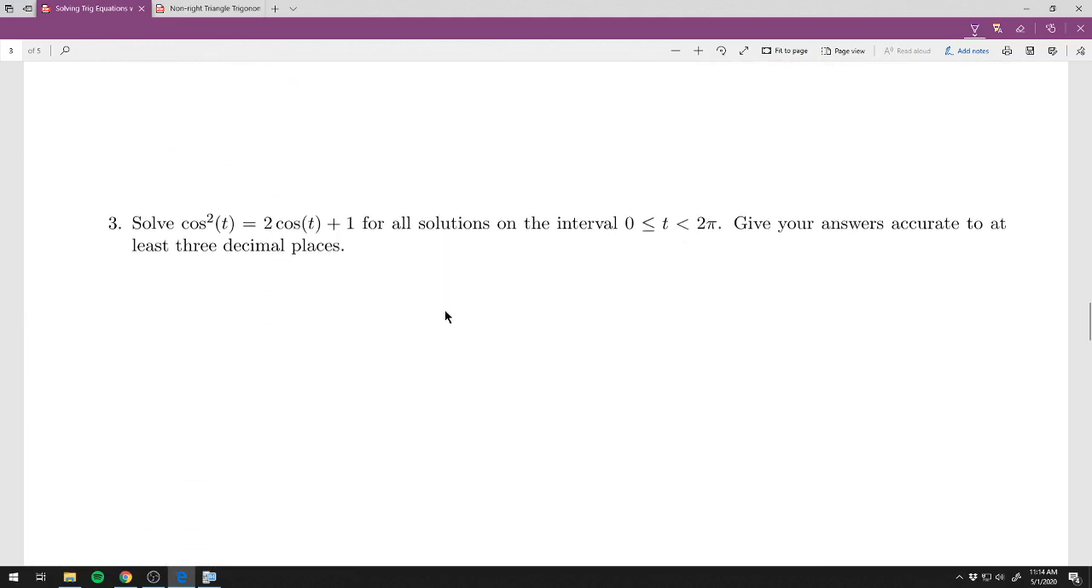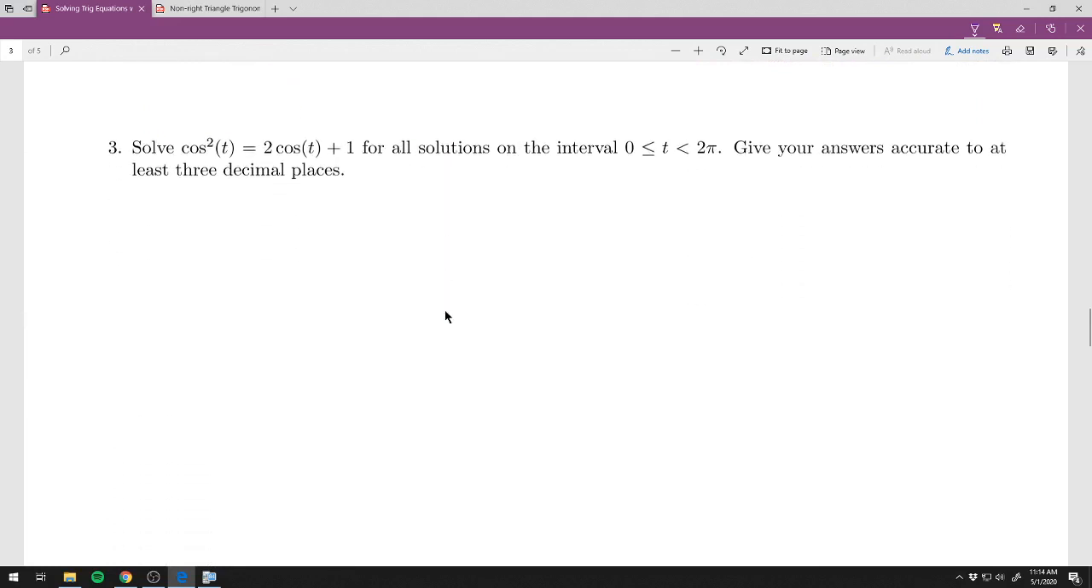All right, so I've got one more here in this section before we move on to needing to use identities and what kind of things you're going to have to look for. Number 3 says solve cosine squared of t equals 2 cosine of t plus 1 for all solutions on the interval 0 to 2π. Give your answer accurate to at least 3 decimal places. Once again, I'm going to use x in place of cosine of t just to see what it looks like. So we've got x squared equals 2x plus 1.